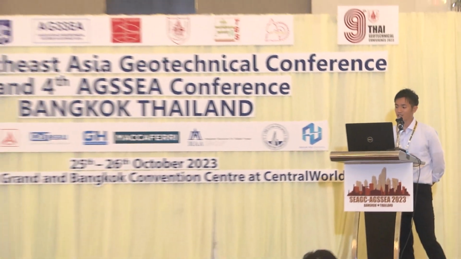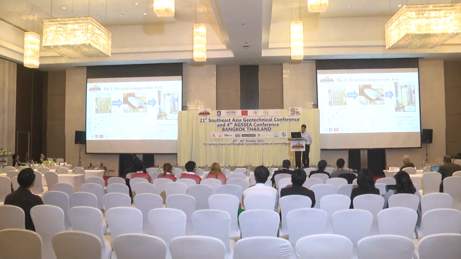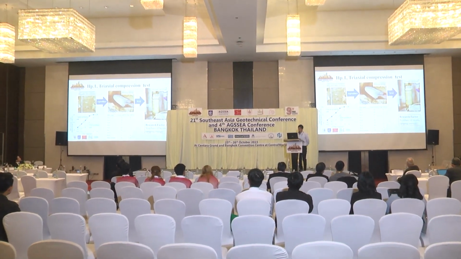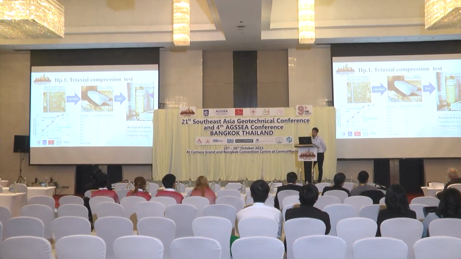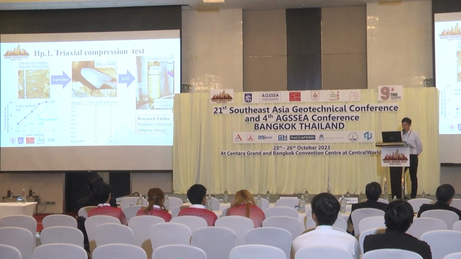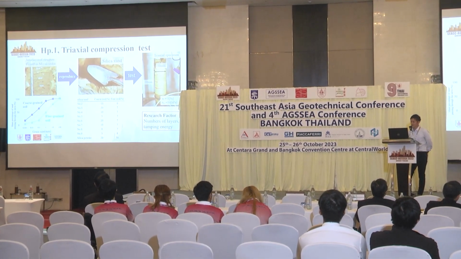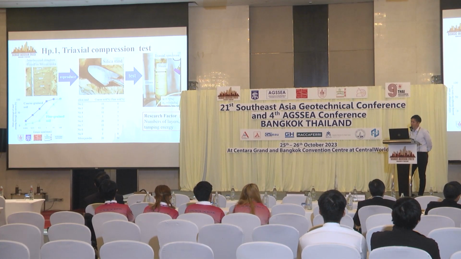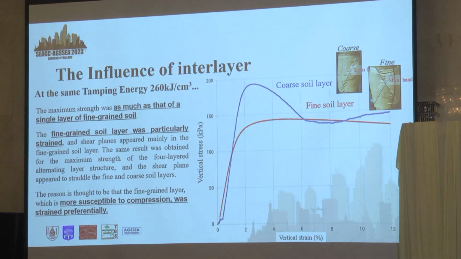In the triaxial compression test, the grain size distribution of the two types of soils used in the interlayered structure was reproduced using silica sand, and the shear strength against the compression of the specimen was compared using a confining pressure of 15 kilopascals. First, I show you the effect of the interlayered structure on the strength of the mound at the same damping energy.